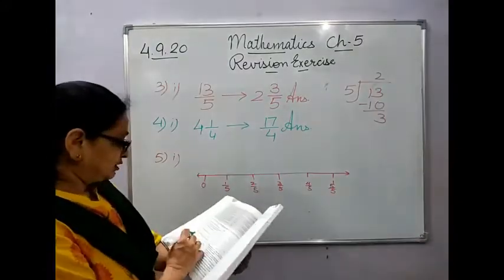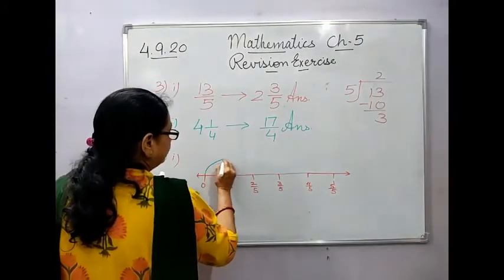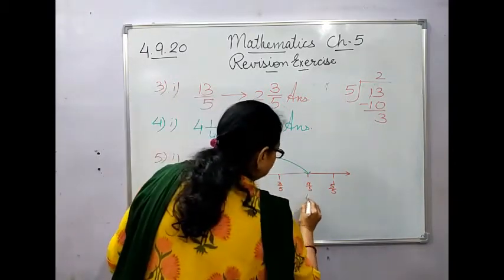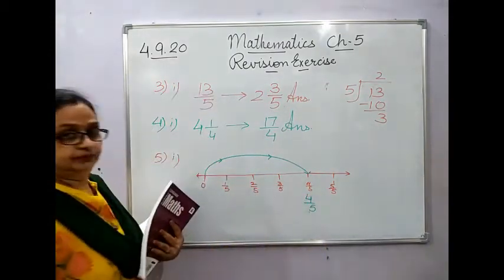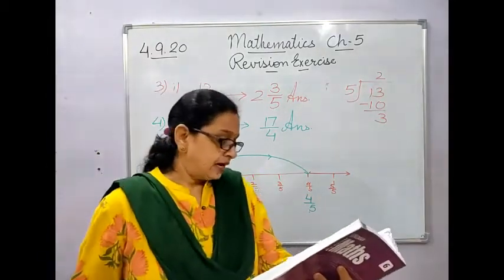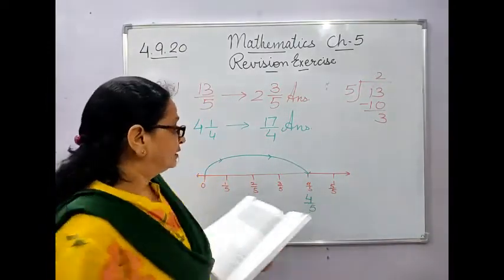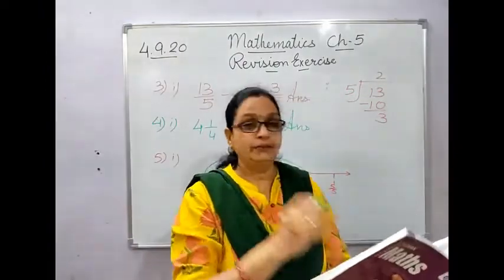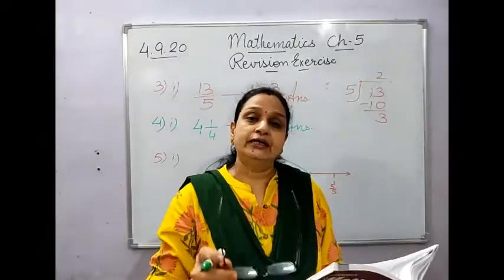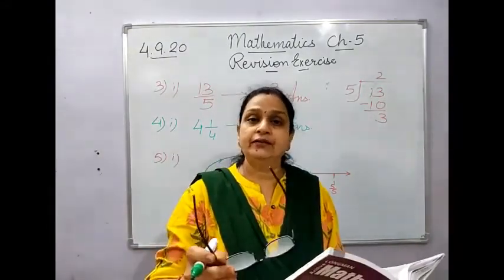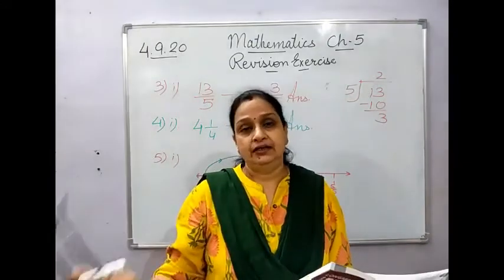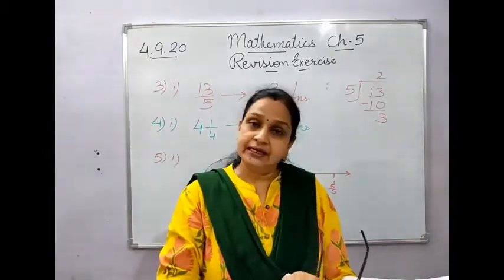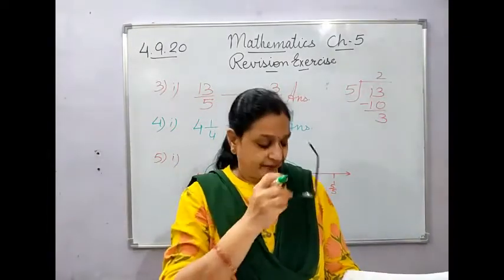Now, what is the numerator? From 0 you start and move till 4. So this becomes 4 upon 5. This is how you have to do it. And if I take the second one, then you have to start after 2. Because 2 whole number 7 upon 8 is beyond 2, after 2. The fraction lies between 2 and 3. So from 2 to 3, you will divide into 8 equal parts, and then you will come to 7.